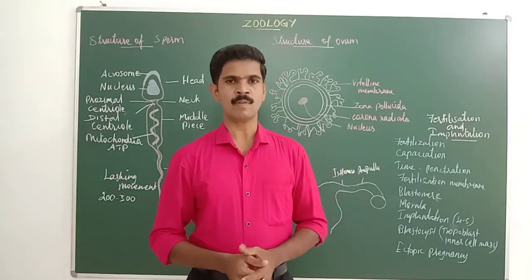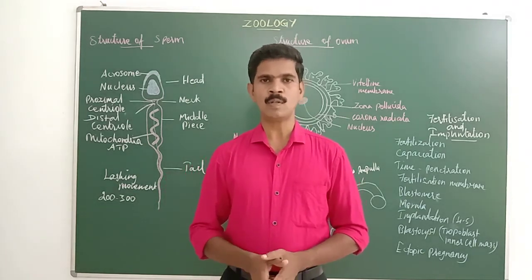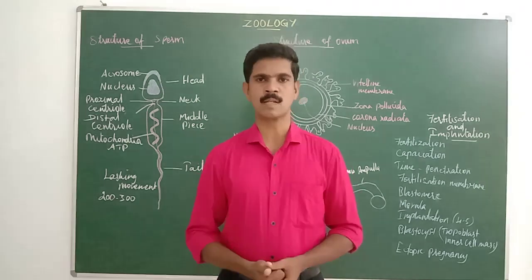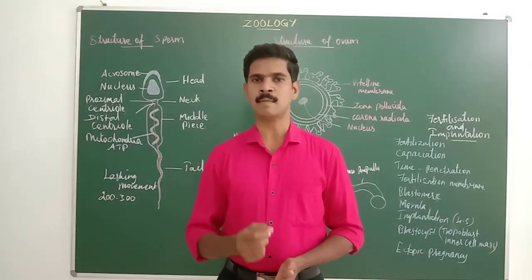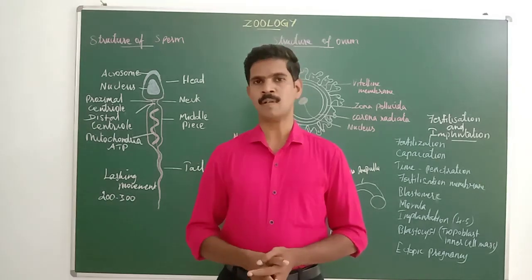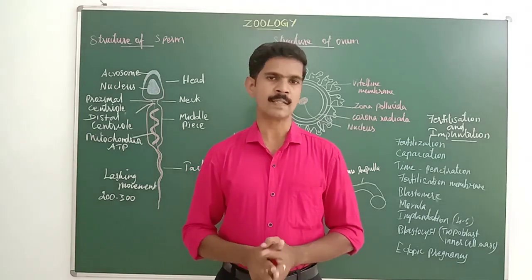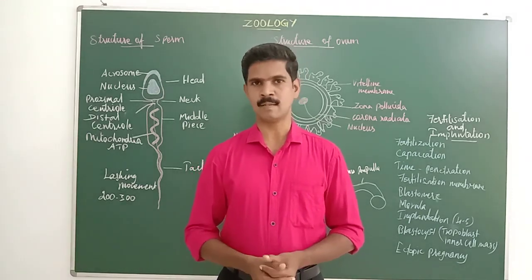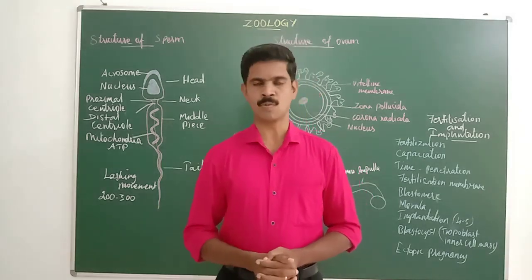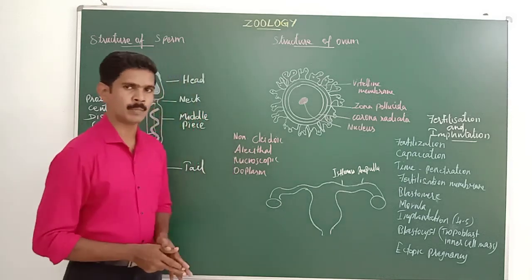So today we are going to study two important topics. One is the structure of both male and female gamete, and the second one is the fertilization and implantation process. My dear students, listen very carefully. First we are going to study the structure of the male gamete. You all know the male gamete name is spermatozoa or sperm. So first we are going to study the structure of human sperm.